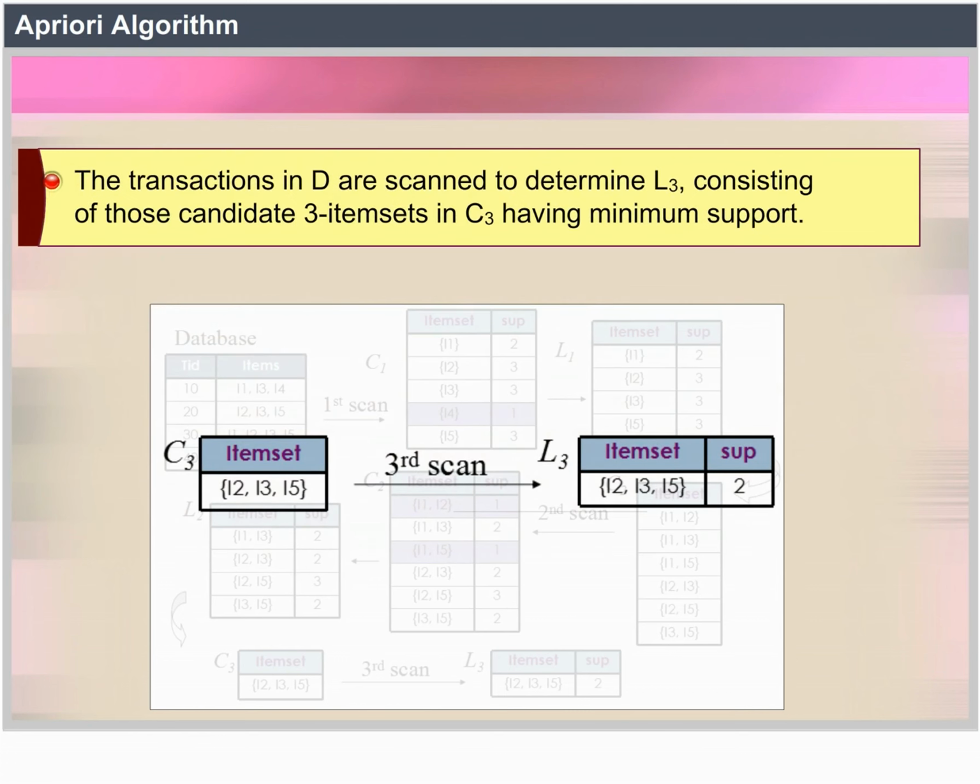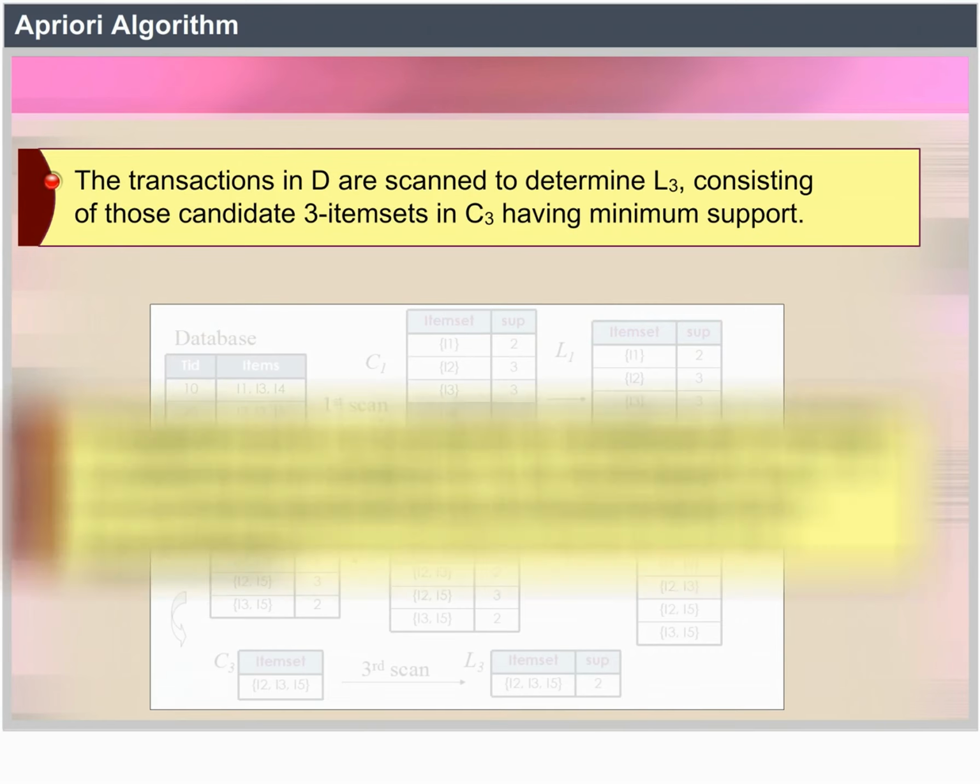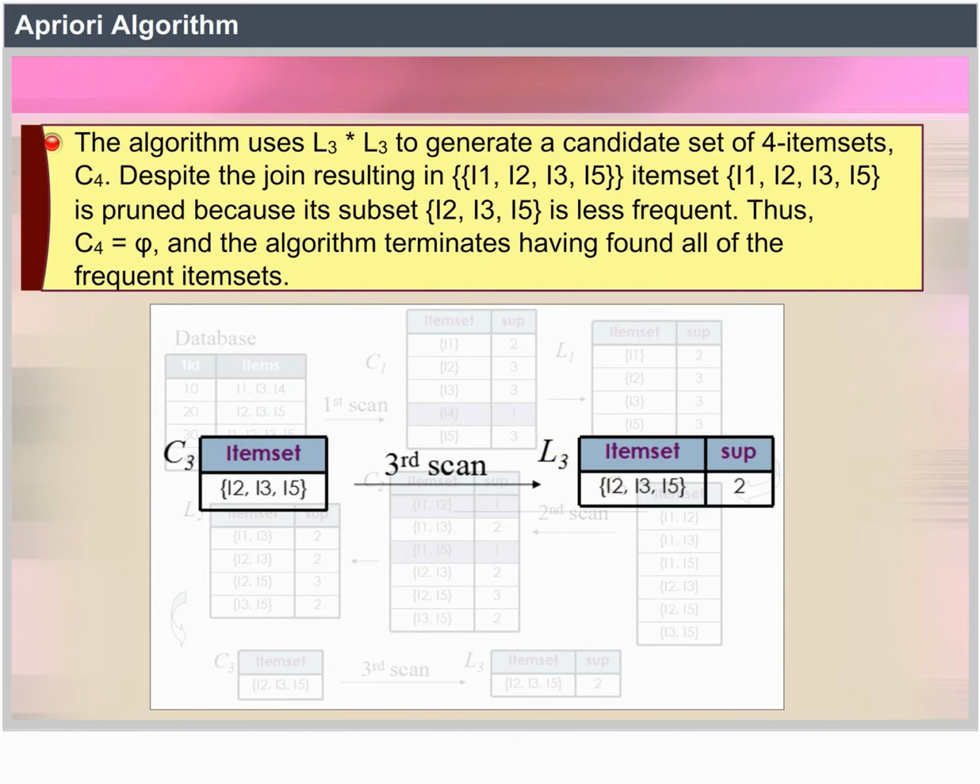The transactions in D are scanned to determine L3, consisting of those candidate 3 item sets in C3 having minimum support. The algorithm uses L3 × L3 to generate a candidate set of 4 item sets, C4. Although the join results in the set {I1, I2, I3, I5}, item set {I1, I2, I3, I5} is pruned because its subset {I2, I3, I5} is not frequent. Thus C4 is empty and the algorithm terminates, having found all of the frequent item sets.